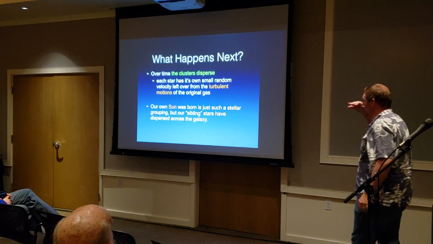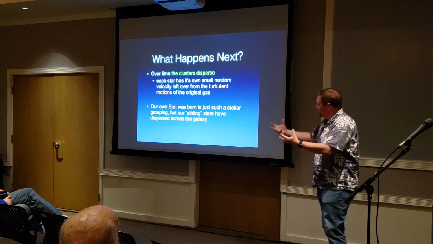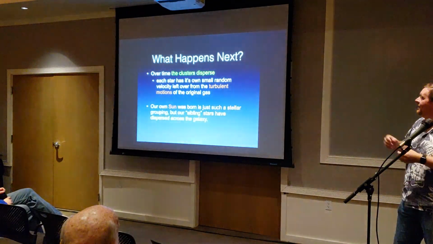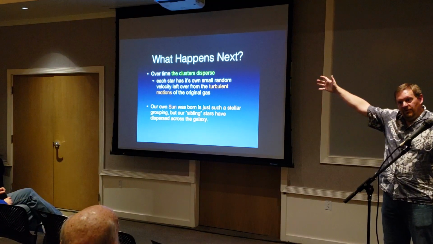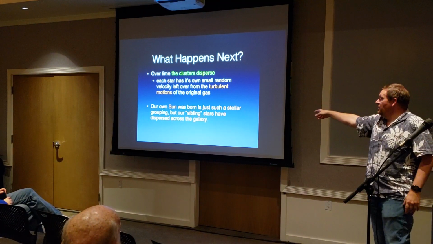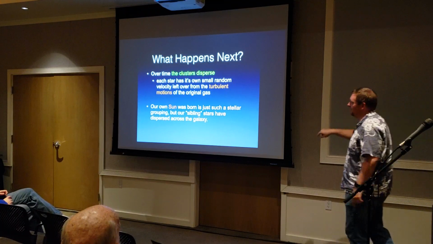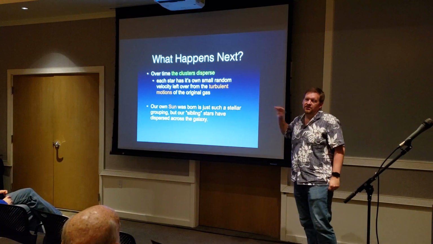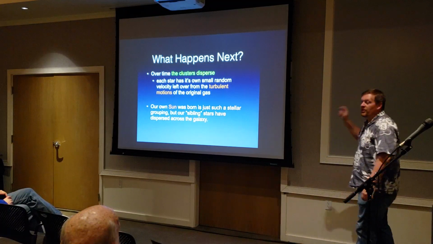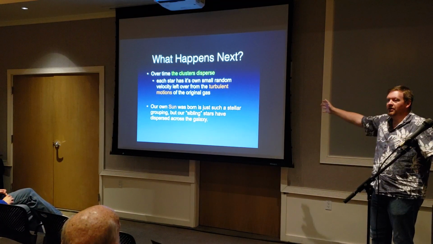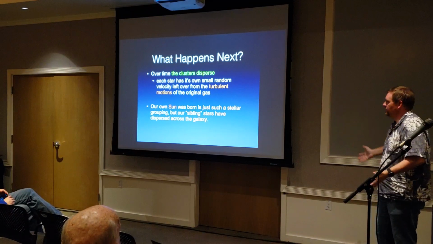Wow. Again, over time, clusters disperse. Each star has its own small random velocity left over from the turbulent motions of the cloud, and they disperse and become part of the Milky Way. Now the key is our sun was born in a cluster like this. So our sun had siblings 4.5 billion years ago when it was formed. But we don't know who or what those stars are because it is long ago dispersed. These clusters last a few 100 million years.